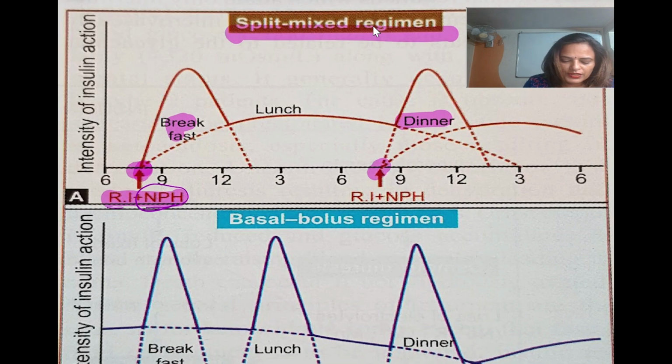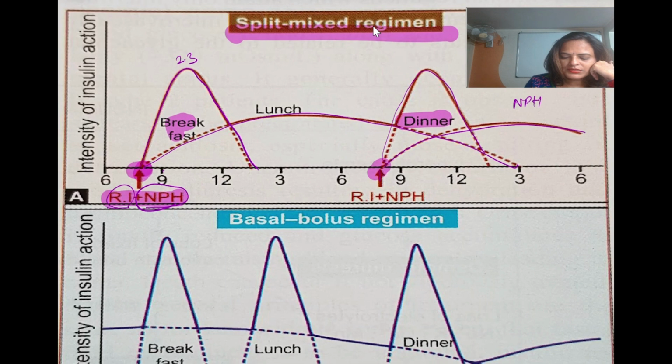So regular insulin is short acting. You can see the curve. The peak is within 2 to 3 hours and the duration of action is 6 to 8 hours. Whereas this one, neutral protamine Hagedorn, is an intermediate acting insulin. Same here also, this is the action of regular insulin and this is the action of the NPH.